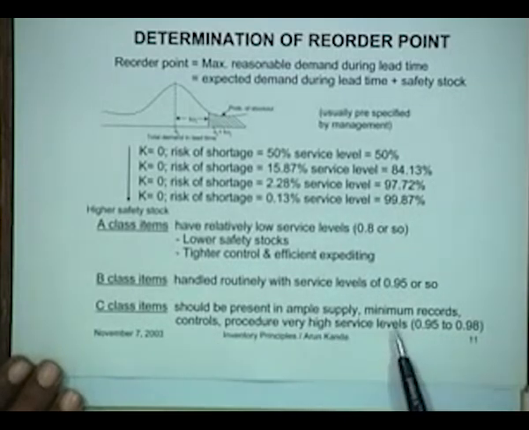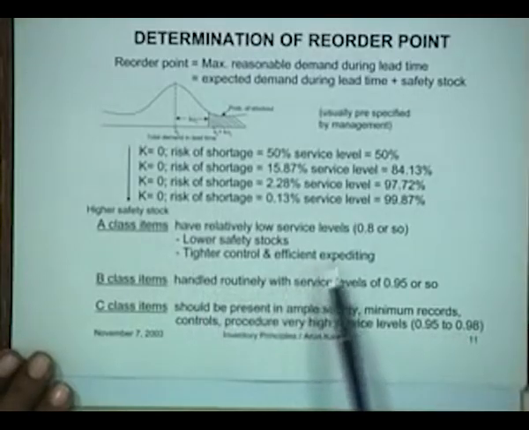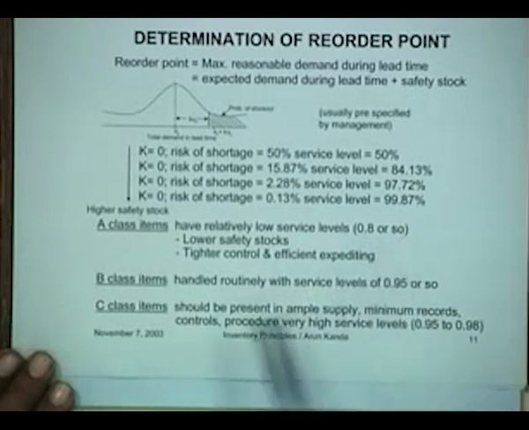The reason being that you will probably place orders for these items very infrequently. So you don't want that during this period the demand should arise for these items and you should not have the item. And since these items are less costly anyway, you can always afford to have high service levels for these items. So normally for A, service levels are around 0.8 or so, for B they are 0.95 or so, and for C class items service levels generally vary from 0.95 to 0.98. So I think this is an important aspect of how control is exercised when you are designing a policy for handling these various kinds of items.